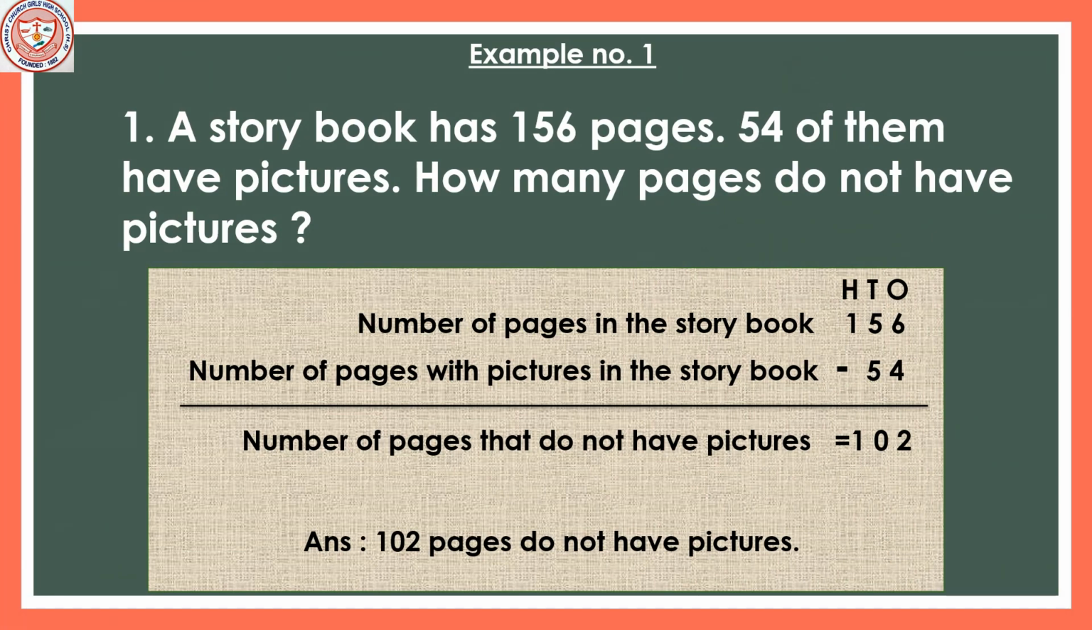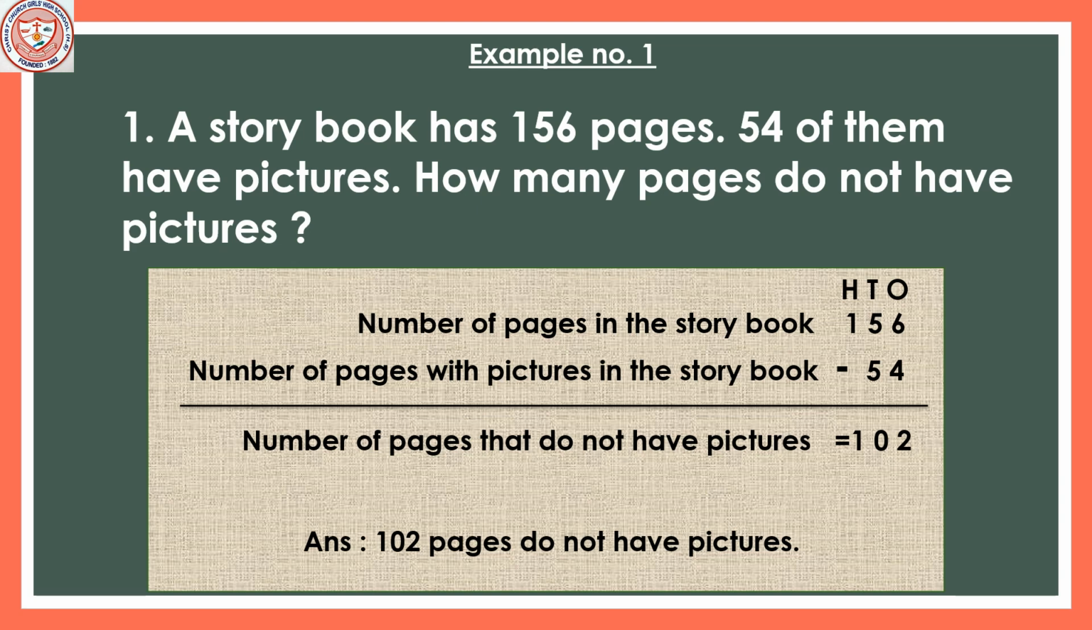Very good. After that, before writing the third statement, you have to give the minus sign before the second number, that is 54. Then write the third statement, and that is number of pages that do not have pictures. Now you have to subtract 54 from 156. And how will we subtract? First subtract the numbers which are in the ones place. That is 6 minus 4 is equals to 2 ones. Write it in the ones place.